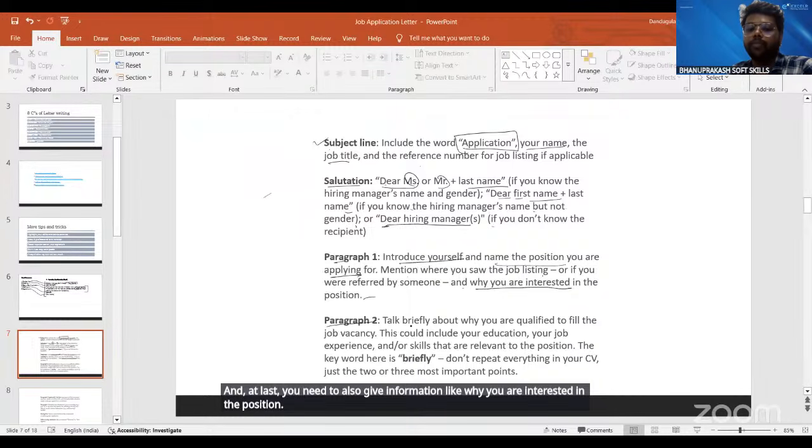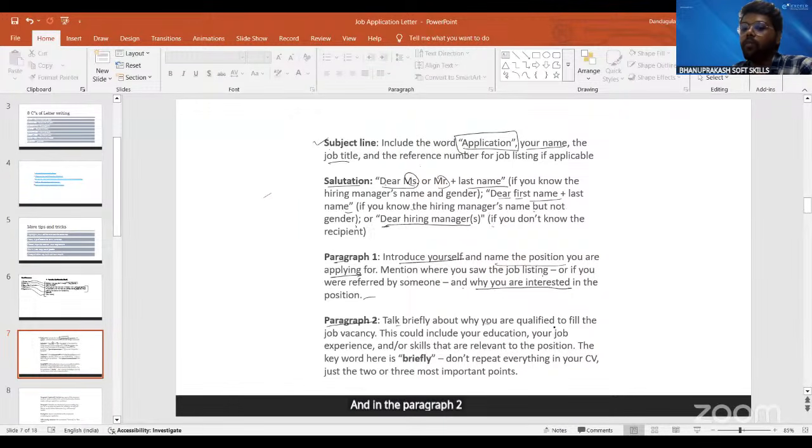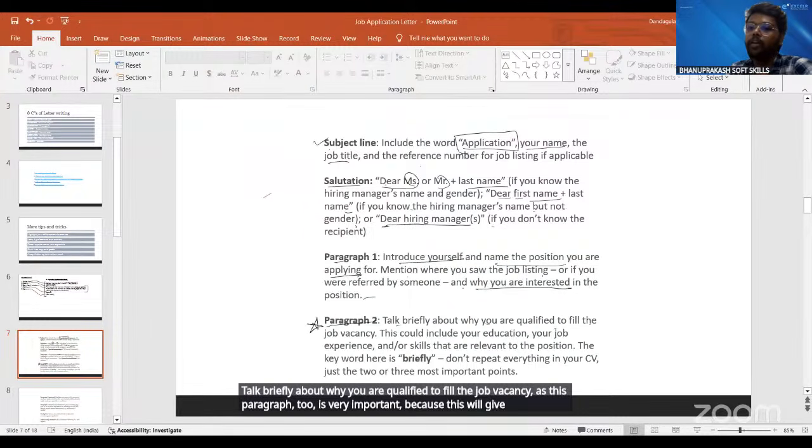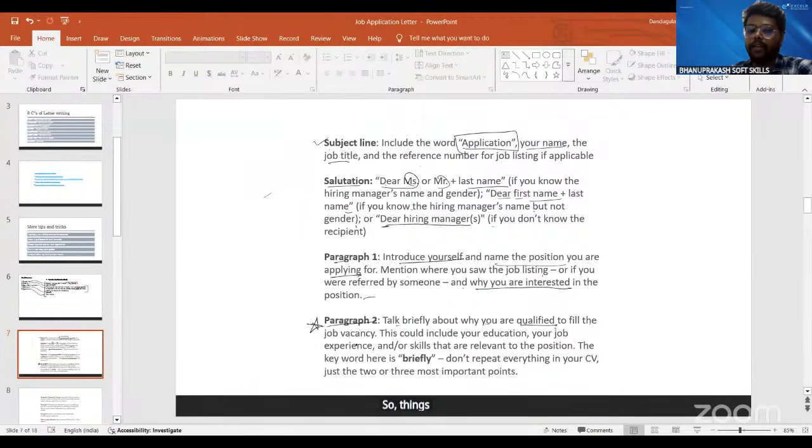And in paragraph 2, talk briefly about why you are qualified to fill the job vacancy, as this paragraph is very important because this will give every core information about us. So include why you are qualified, like your education, your job experience, or if you don't have job experience, then you can mention skills. And the word here is briefly, don't repeat everything in your CV. However, in the CV, we include everything.